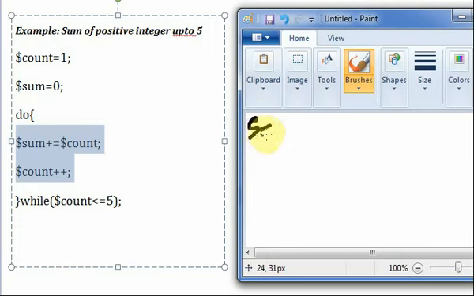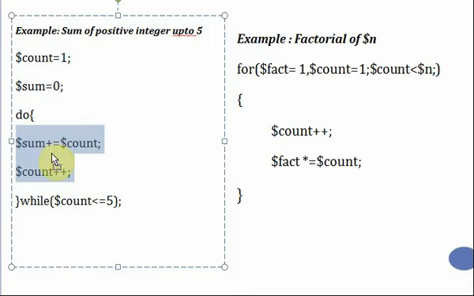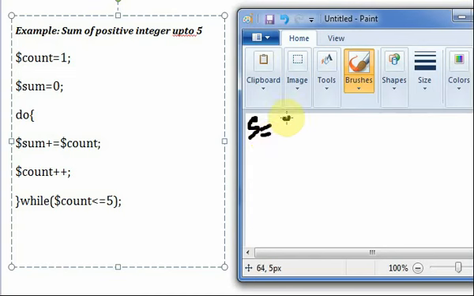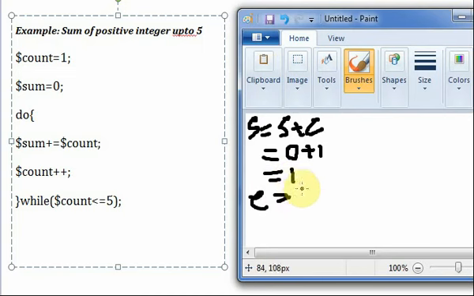Again you have used a shorthand operator here. So how will it be? Sum is equal to sum plus count. So what is your sum value? Sum value is 0 plus count value 1. So what is the sum value you're going to get? 1. And what is the count? Count will be equal to 2. Now we are checking here: count is less than or equal to 5. Yes, 2 is less than or equal to 5.